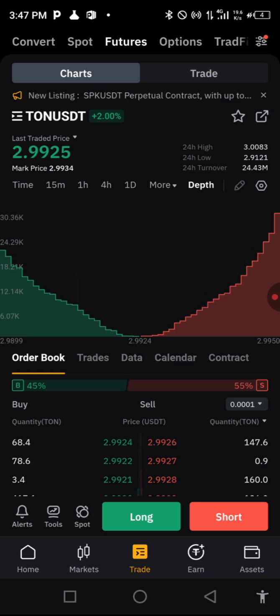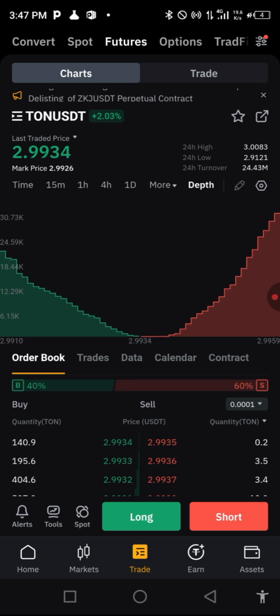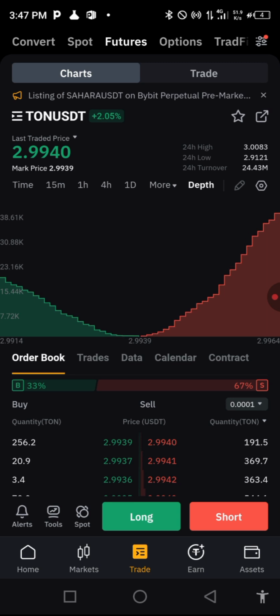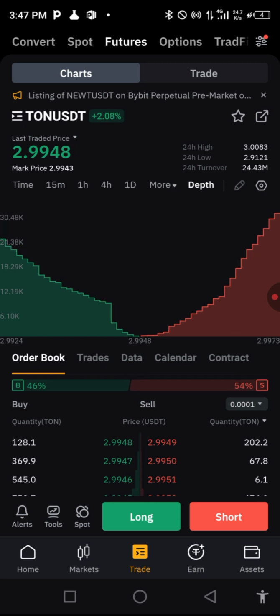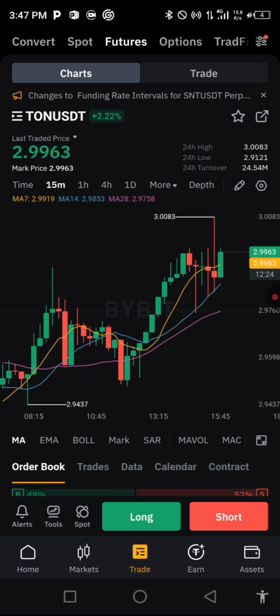Once you have a lot of people buying, you see the price shoot up. And once you see a lot of people selling, you see the price goes down. I just wanted you to know that as we progress. The next I want to look at is the candlestick. Before you place any trade, it's always good that you do your analysis.